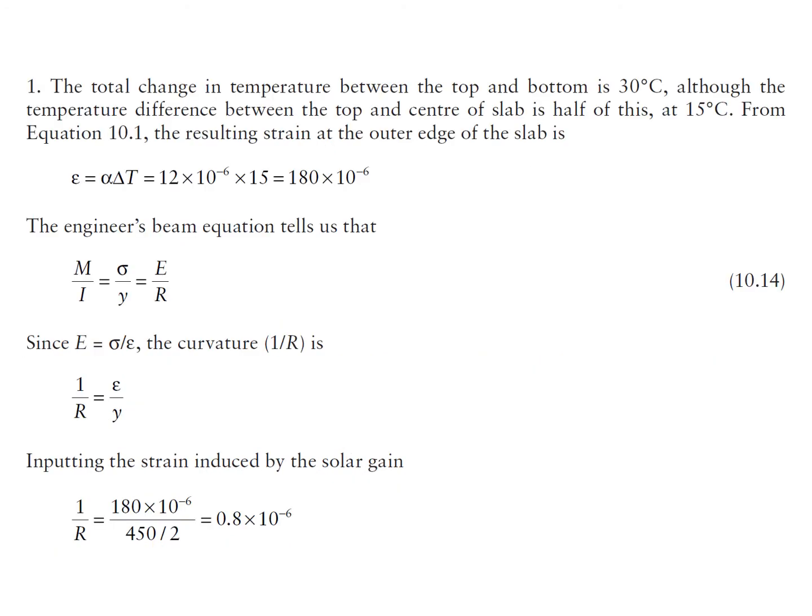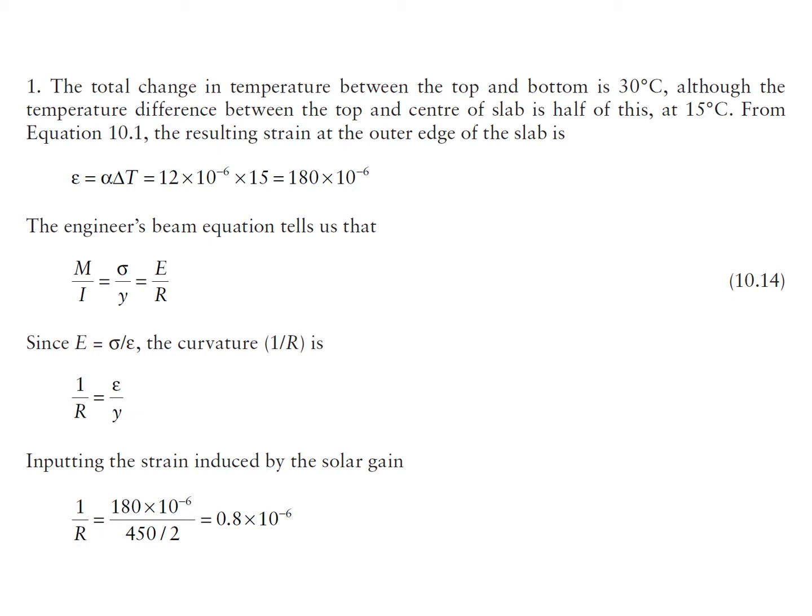The total change in temperature between the top and the bottom of the slab is 30 degrees Celsius, although the temperature difference between the top and the centre of the slab is only half of this, at 15 degrees Celsius. So we can work out what strain is induced due to this 15 degrees Celsius temperature change. That's 12 microstrains times 15, which is 180 microstrain.